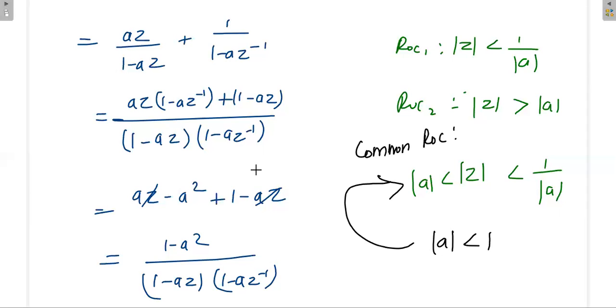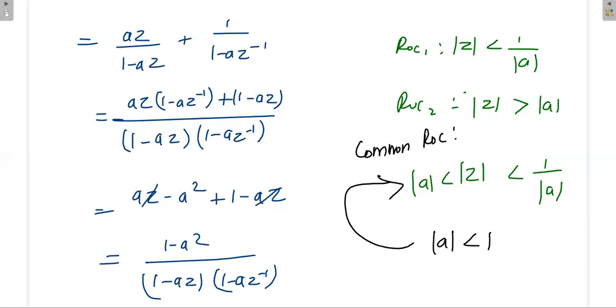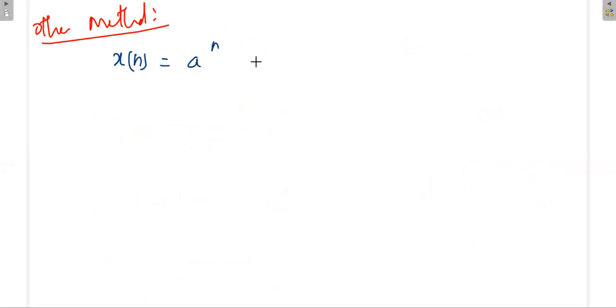Okay, so the same problem we'll try to solve in a different manner, with the help of a known concept. Other method. What is the problem? X of n is equal to a power mod n. Again, mod A is less than 1.